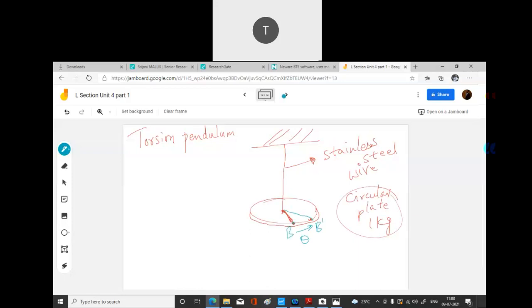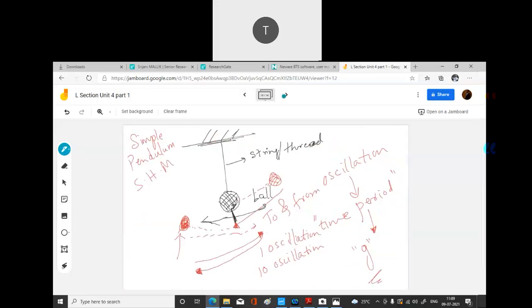Initially you are at B, you will turn it. Okay, so it's like you're turning. So when you turn, you're going to create some angle theta. So this is what we call torsion. Torsion means it is having some tangential displacement.